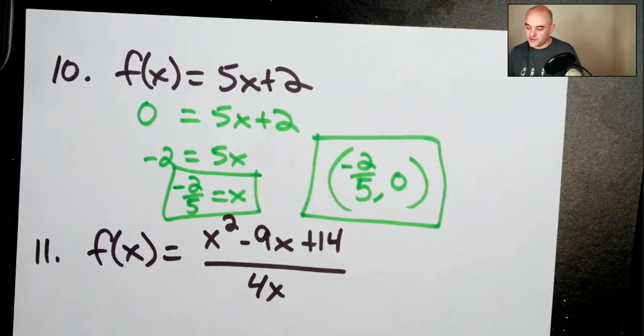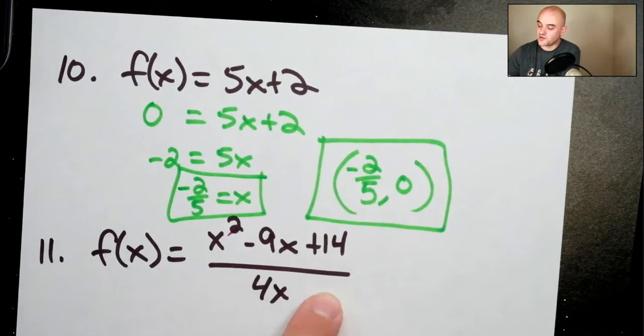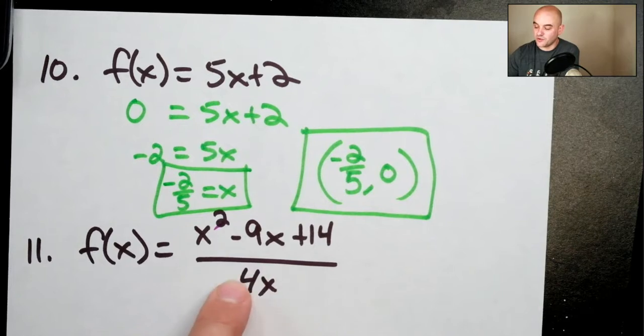Now, number 11 is a fraction. So when we talk about the zeros of this thing, not the domain, that's when we're going to set the numerator equal to 0 and solve. What I said a second ago, the domain is going to be setting the denominator equal to 0. For the zeros up here, we're going to set the numerator.